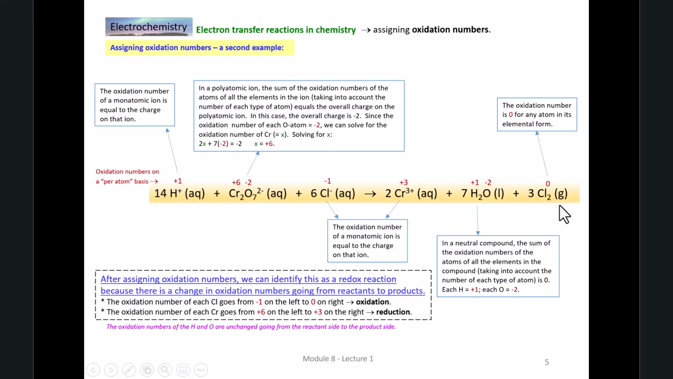The oxidizing agent is dichromate. Actually, it's the chromium +6 ion in the dichromate, and the reducing agent here would be the chloride ion. Chloride's losing electrons to the chromium, so chloride's the one that is reducing the chromium.